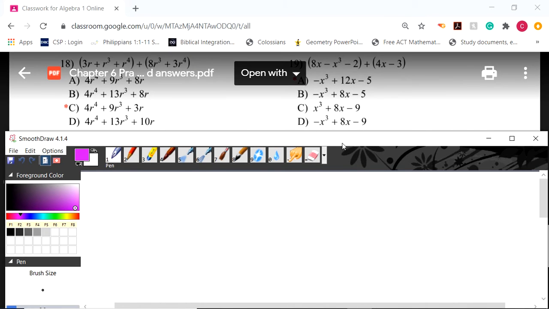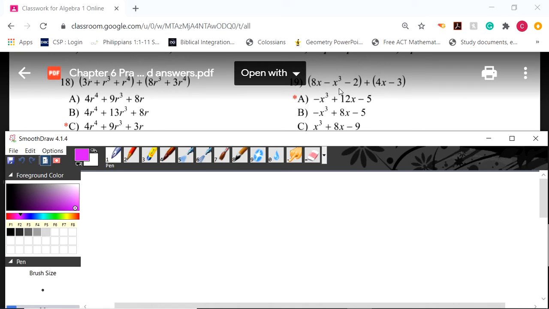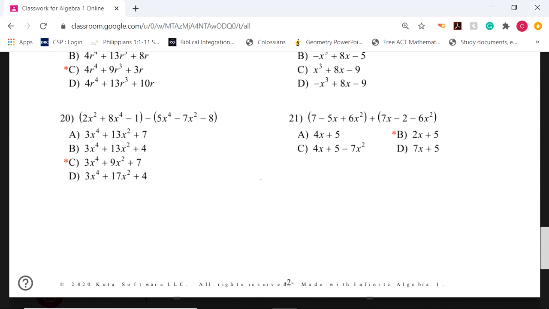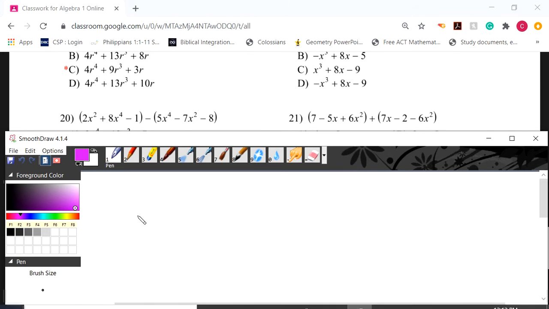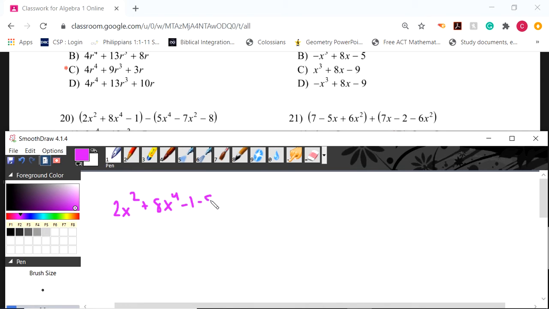Here I'm not going to write it out. My x to the third doesn't combine with anything, so it's just going to be minus x to the third. My 8x plus 4x is 12x, and then I have my minus 2 minus 3, which is minus 5. Now, when you subtract, you're going to have to be careful, and kids always forget to distribute the negative. Okay? Always remember to distribute that negative. So that minus goes to the minus 5x to the fourth. Minus 7x squared is a ding-ding, so that becomes a plus 7x squared. Minus 8 becomes a ding-ding, that becomes a positive 8.